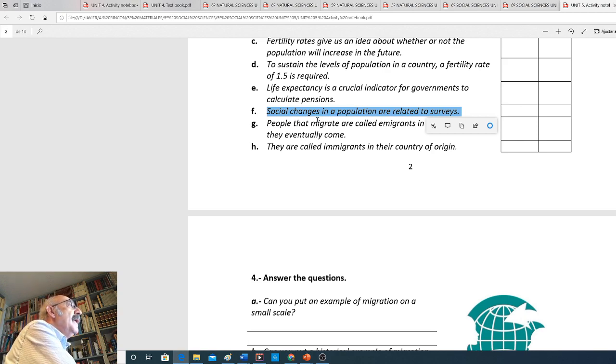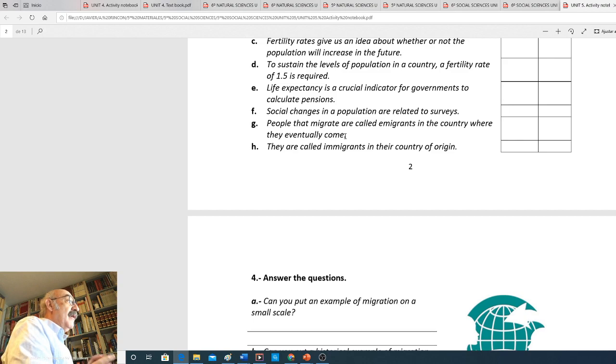G. People that migrate are called immigrants in the country where they eventually come. Immigrants. People that migrate are called immigrants in the country where they eventually come. No, this is false. The opposite is true. So people are called immigrants in the country where they are going to. The opposite is true.